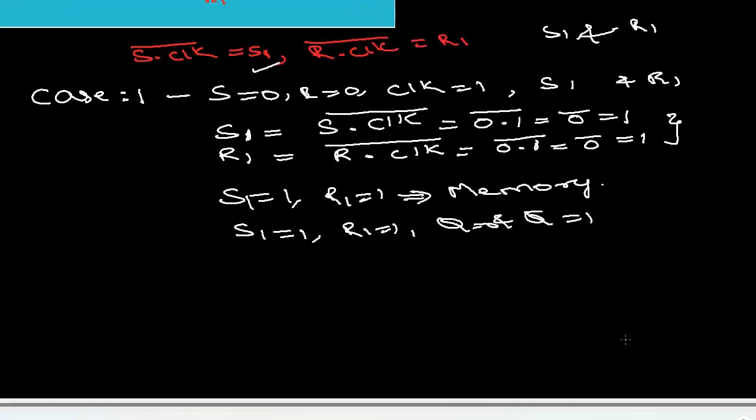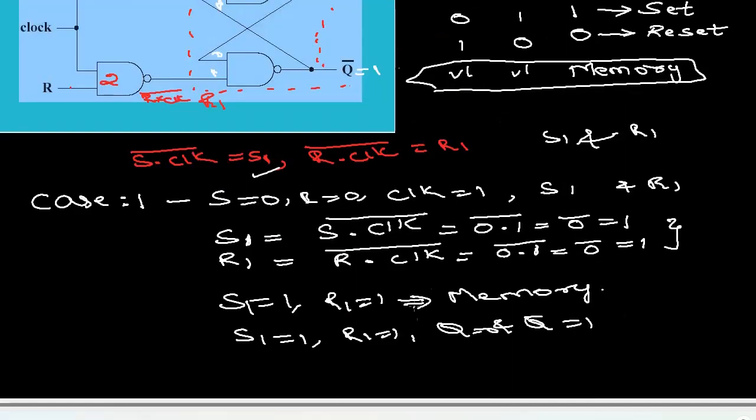Or else you can take Q is 1 and Q bar is 0. When S equal to 1, R equal to 1, Q bar is 0. When S value is 0, Q bar value is 0. In the NAND gate, if any one input is 0, the output will be 1. So here Q bar value is 1. And same way I am transferring here 1 into 1, the NAND gate output is 0. So the previous values will be stored here. So this condition is called as memory condition.